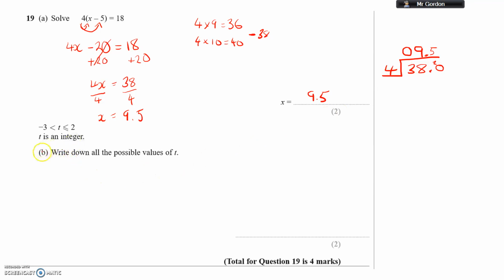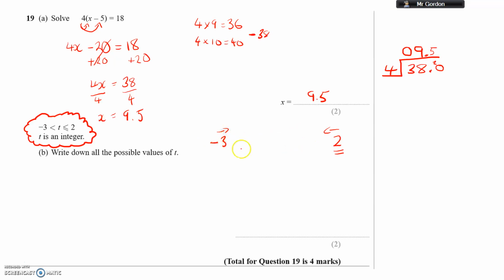Part B. These are very common, and once you get the hang of these they're quite easy to do, aren't they? I mean, you might be thinking that already if you know how to do these. t is an integer. An integer is a whole number. So it can be a whole number, and it's got to be greater than minus 3, but it's got to be less than or equal to 2. So it's got to be bigger than minus 3, but less than or equal to, so it can be 2. It says it can be equal to 2, so it could be 2.